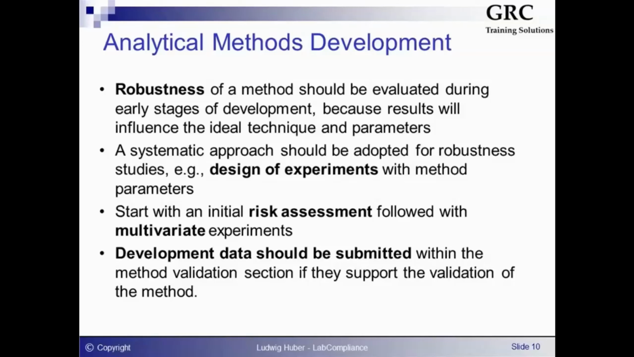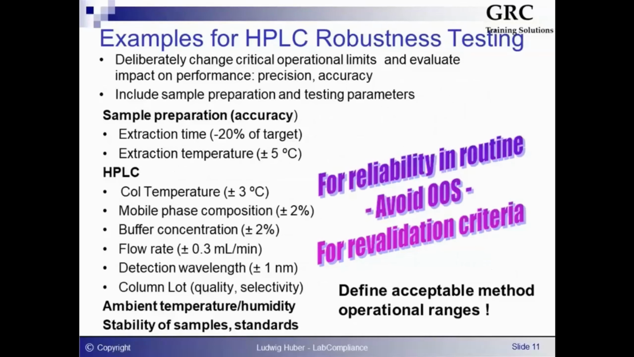And even if the method development has been done, method validation has been done during development, I think FDA still can ask for those documentation to be done under GMP conditions. So this is also very important. Now we talk about, so I think this is quite clear. Initial risk assessment is important, followed by multivariate design of experiments. Data should be submitted within the method validation section only if they support the validation of the method.